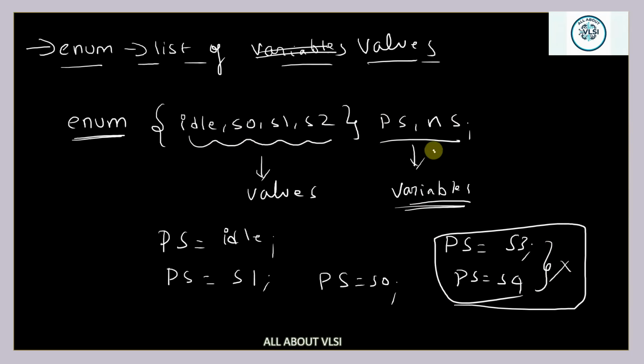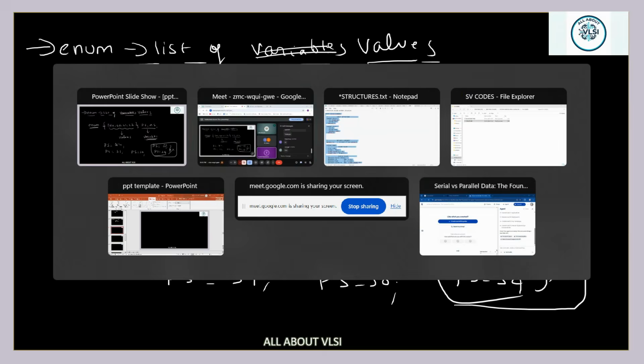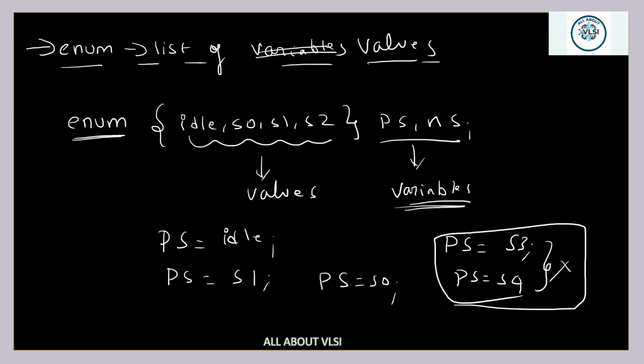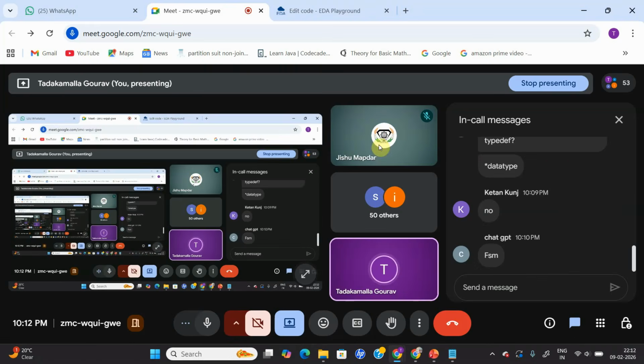That's it. You cannot assign values which are not declared in that particular list. So basically this enum helps you get protection, and these variables cannot be assigned any other values which are not present inside this particular list. That's it. Is it clear?